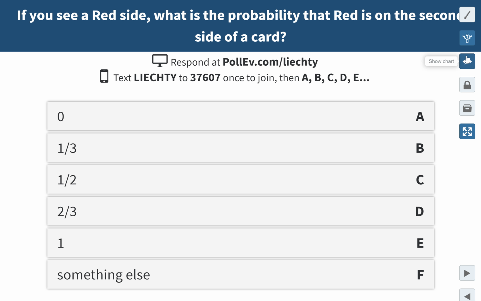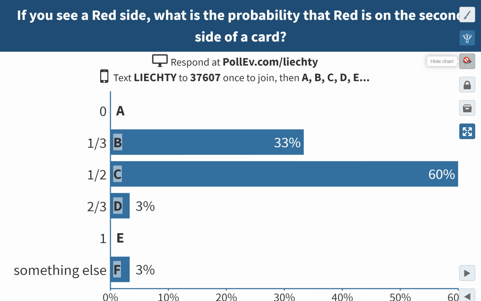Hide this, I can see 30. All right, that might be enough for now.